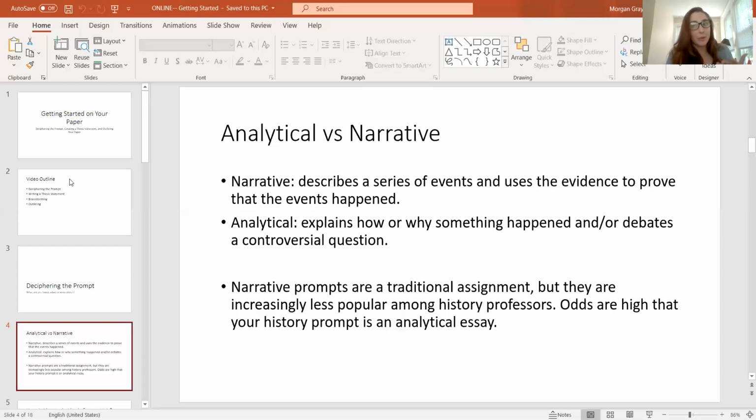Analytical papers are actually the most common. Most professors these days want you to explain how or why something happened, or to debate a controversial question. This allows them to test not only can you repeat information, but have you been able to process the information and draw your own conclusions. So this is a much more common prompt. If you are given a history paper, your odds are very high that it is an analytical paper. But we'll talk about some ways here in a second to identify them.